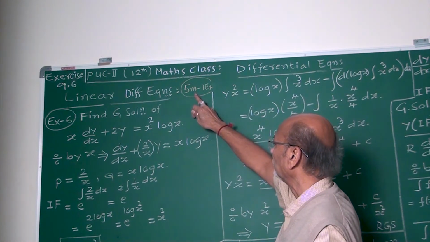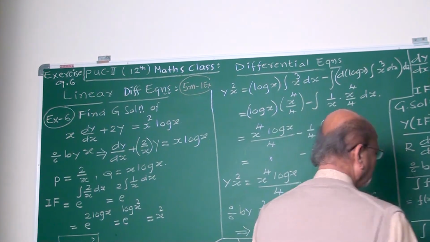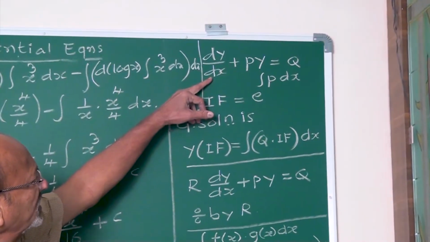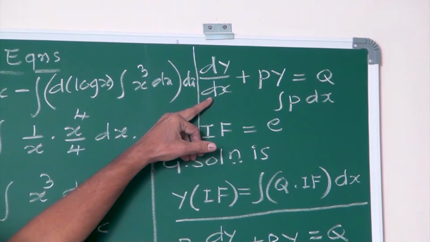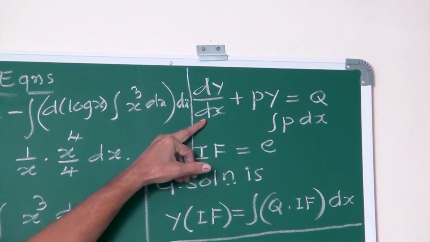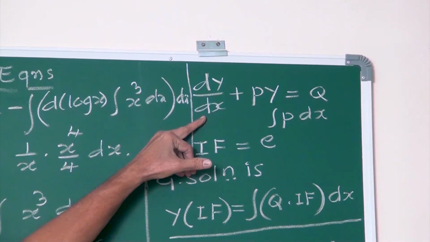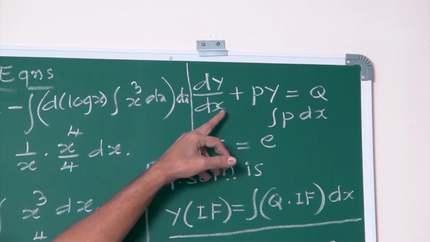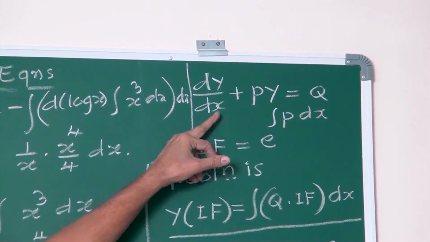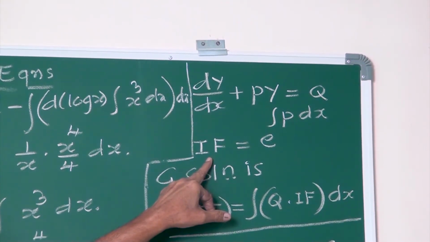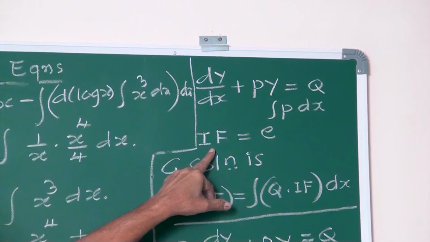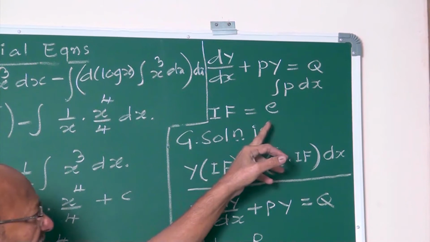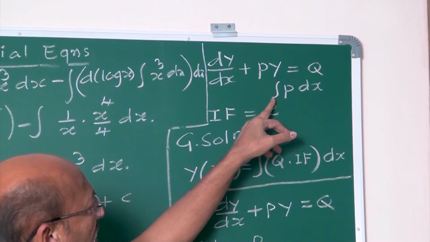One example under 5-mark. Before that, I will remind you of the things. This is a linear differential equation. The form is dy by dx plus py equal to q, where p and q are functions of x. To solve such equations, we take the help of an integrating factor. That integrating factor we find with this formula: e to the power integral p dx.